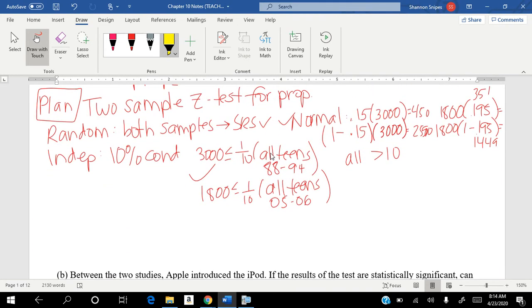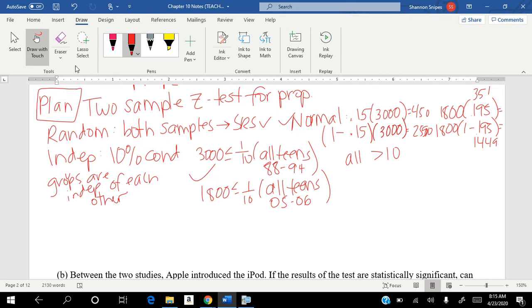So the other thing you have to ask yourself for independence is, are these 2 samples independent of each other? So, these groups are independent of each other. I'm really embarrassed by how gross that handwriting is, but it is what it is.